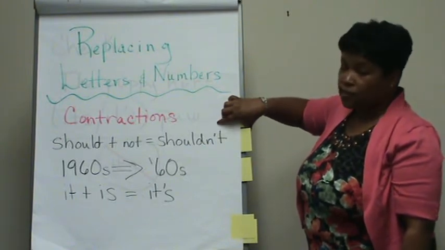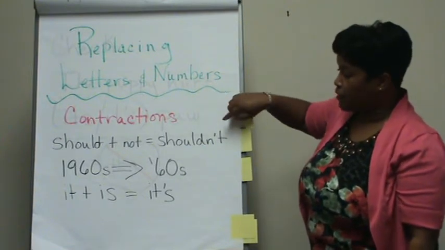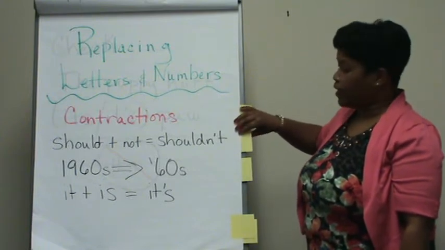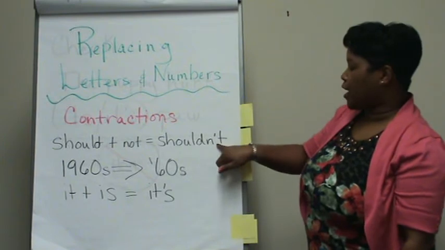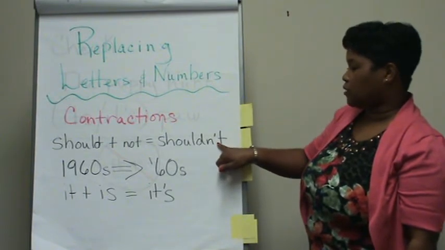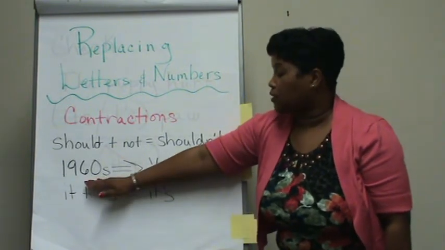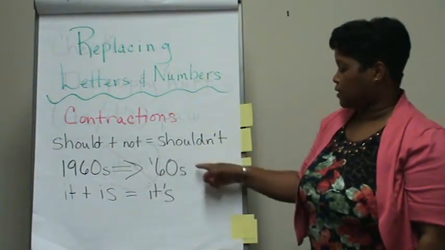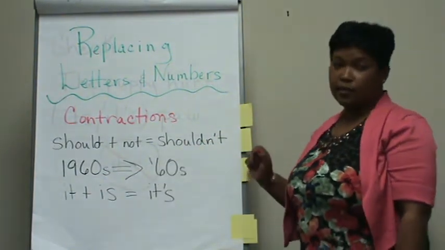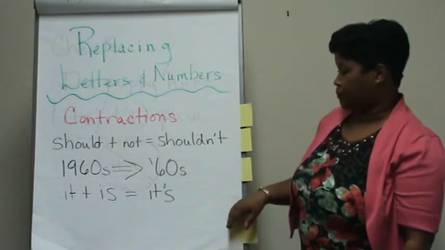Regardless of the fact that you also have a space in between should not, it doesn't matter. Still, the word shouldn't has that apostrophe wherever the letters or numbers are missing. So the decade, the 1960s, then becomes the '60s, with the apostrophe indicating a replacement for 19.